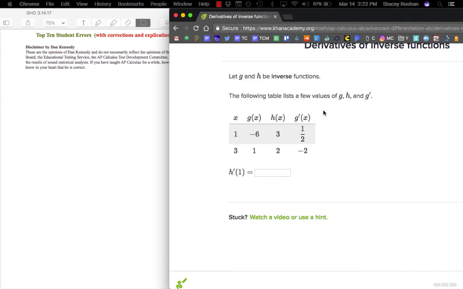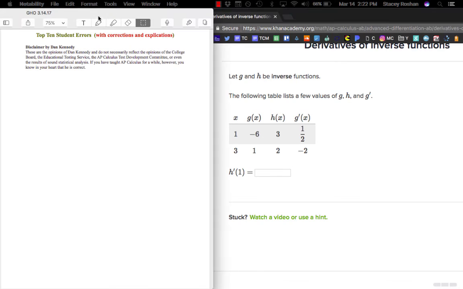So let g and h be inverse functions, and we have a table of values. They want us to find h prime of 1. Again, g and h are inverses. Let's just rewrite our formula. The derivative of the inverse is equal to 1 over f prime of the inverse.